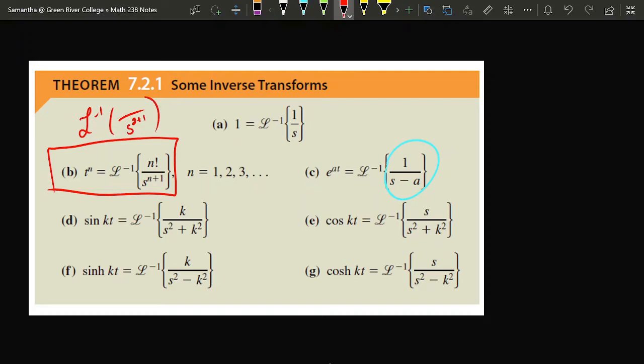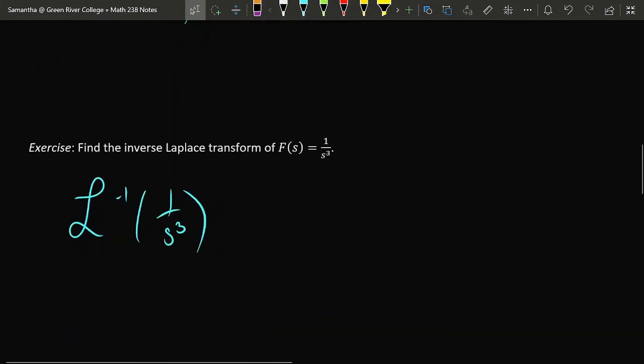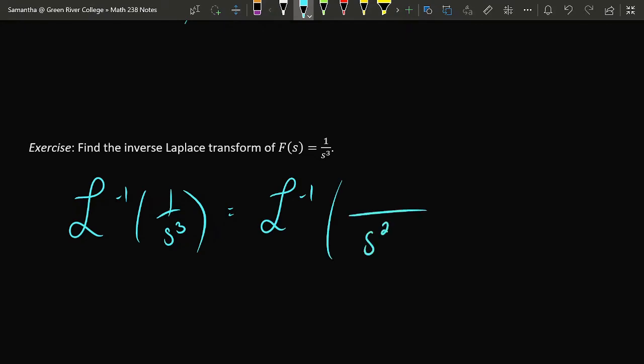Now the table tells me that if I have s to the power 2 plus 1 in the denominator and 2 factorial in the numerator, then the result of the inverse transform will be t to the power 2. Now that's not exactly the same thing as what I have. I have the 1 over s to the power n plus 1. I have the s to the power 2 plus 1 in the denominator, but I currently don't have the 2 factorial in the numerator.